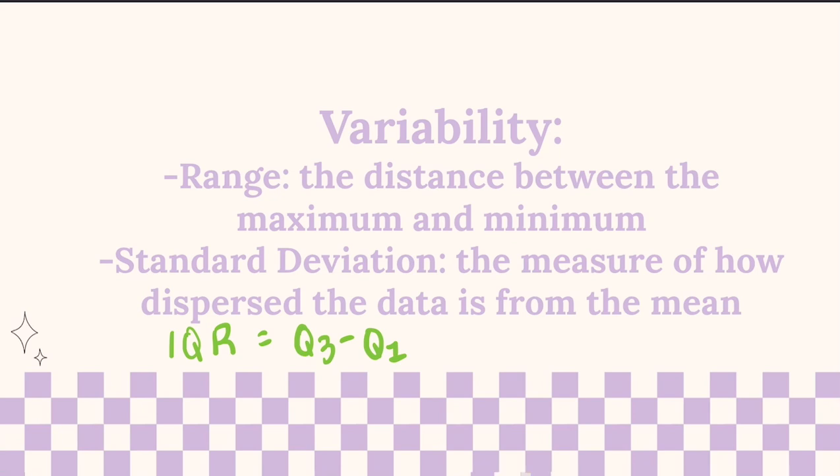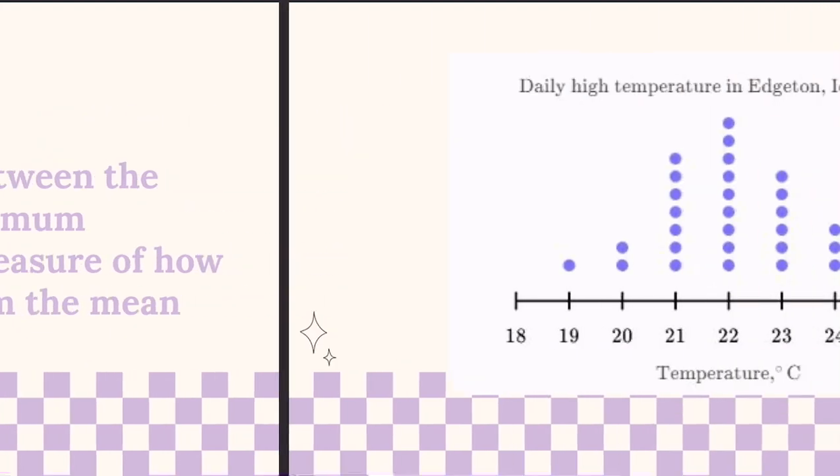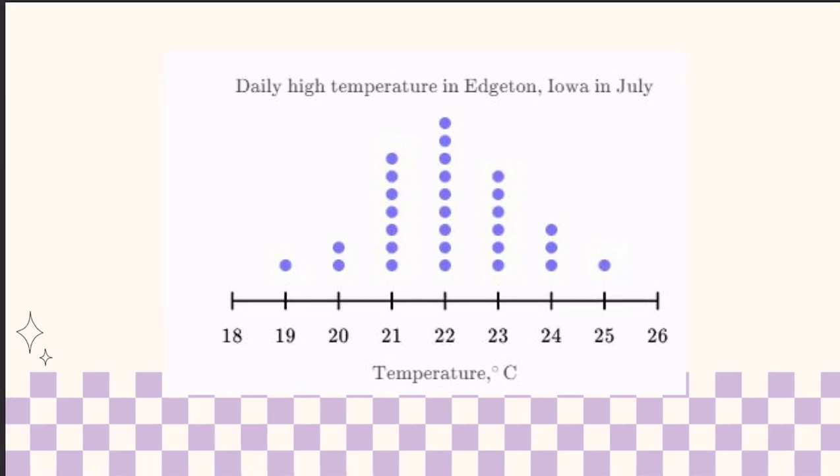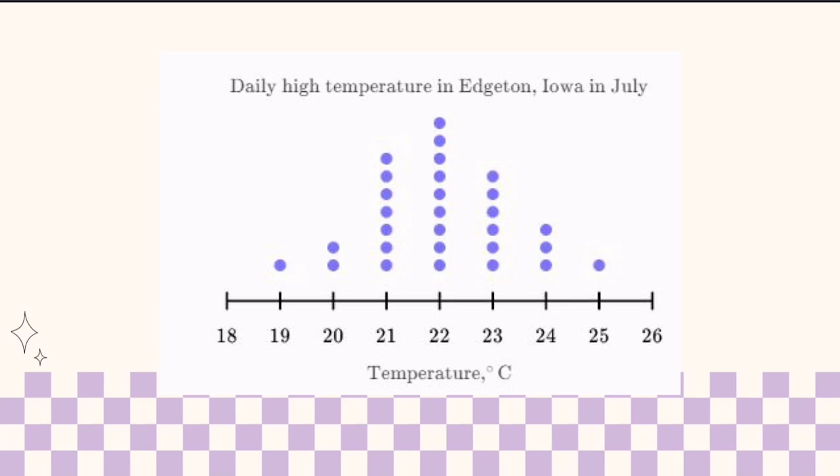For our purposes, we're not going to get into standard deviation. That would be further down the line in further statistics classes. Okay, so now we're going to look at the graphs here and talk about shape, center, and spread, or variability. Variability and spread are the same thing.